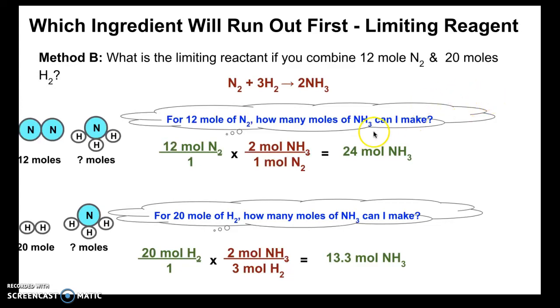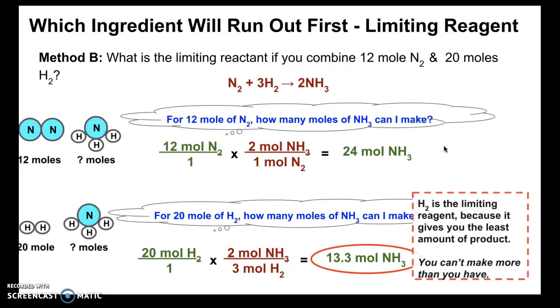All right, now, based on this information, which one is our limiting reactant? Are you going to choose the reactant that gives you the most amount of product or the one that gives you the least? That's right, it's going to be the least amount of product because you cannot make more than you have. So H2 in this case is limiting because it gives you the least amount of product.